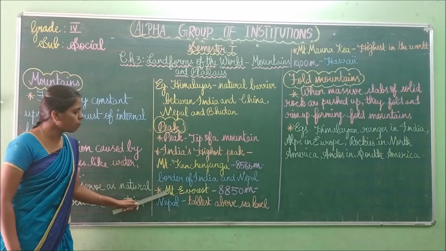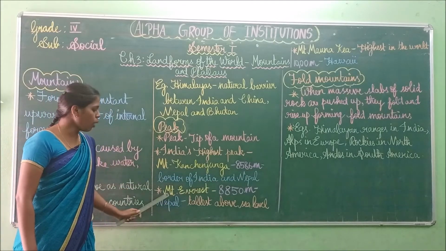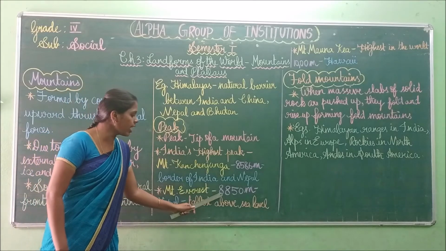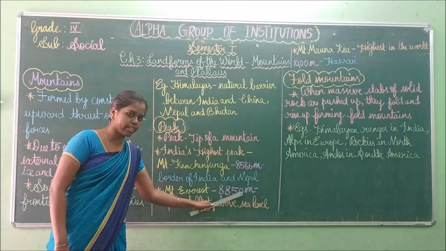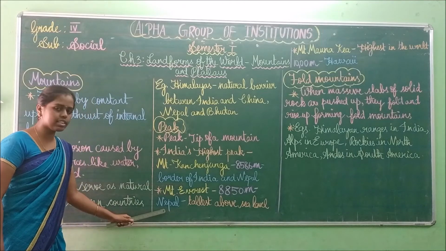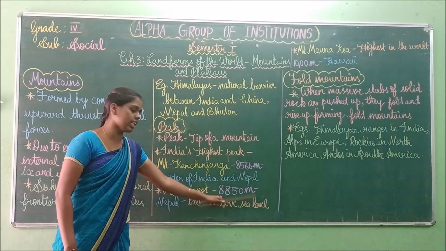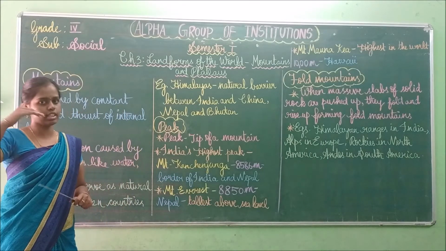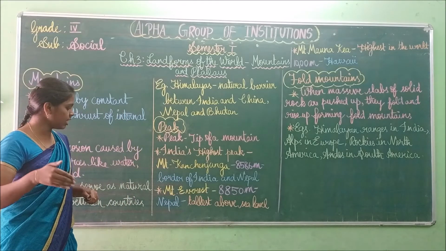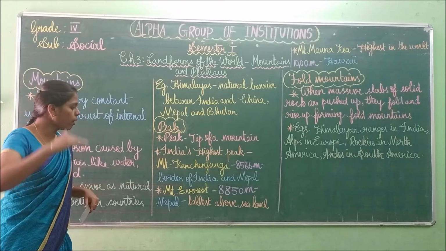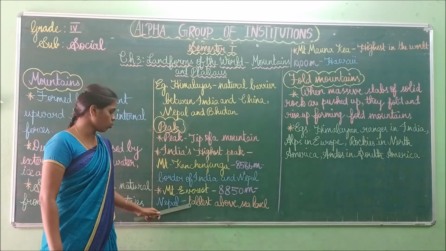Then the next one, Mount Everest. Its height is 8,850 meters. It is present in Nepal. It is the tallest above sea level. So above sea level, it is the tallest one.